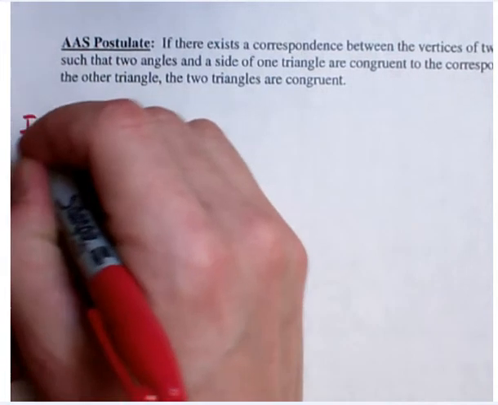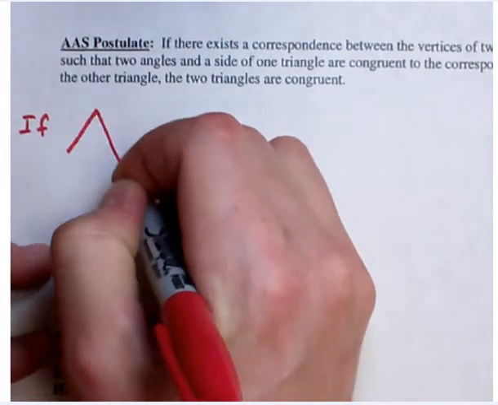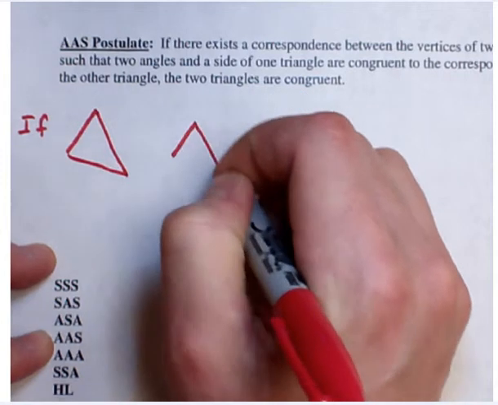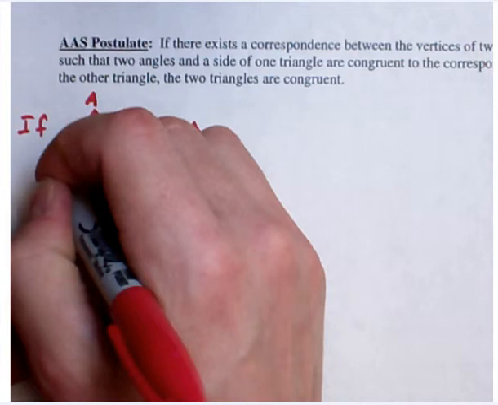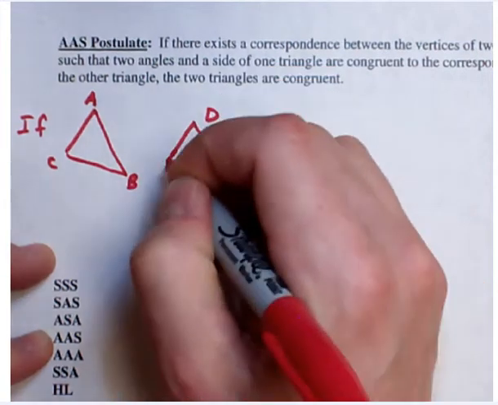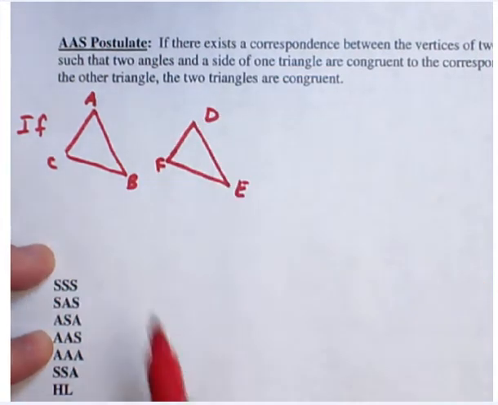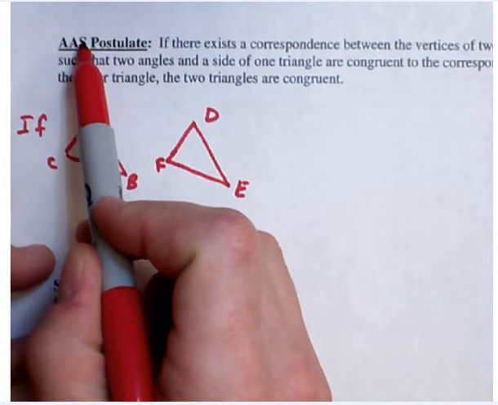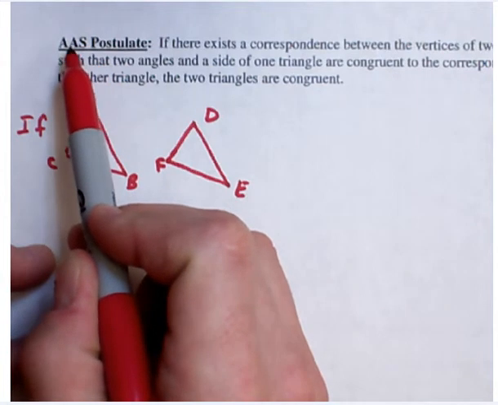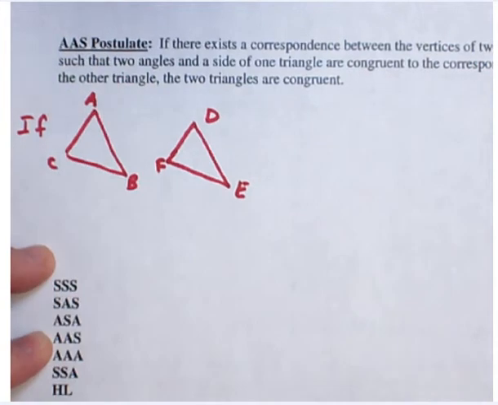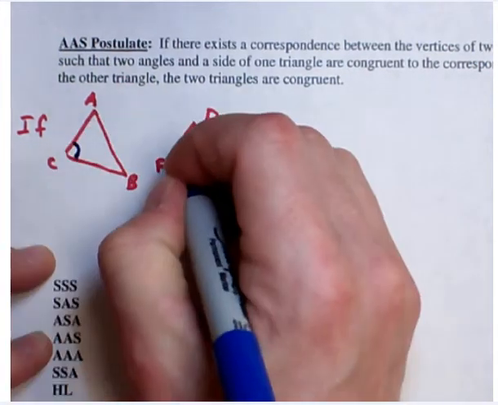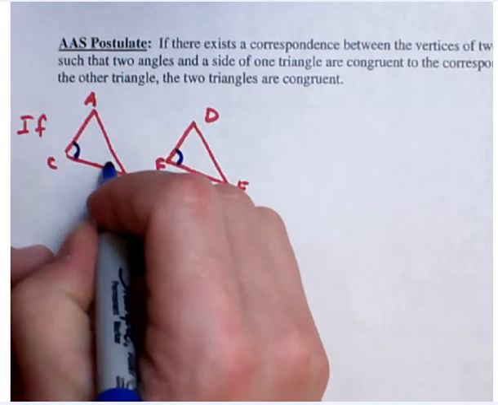This one is very, very similar to angle, side, angle. The only difference, A, B, C, D, E, F, the only difference is that when I look at AAS, the S is not between the two A's. So when I draw this, how's this going to look? Well, angle, then another angle.